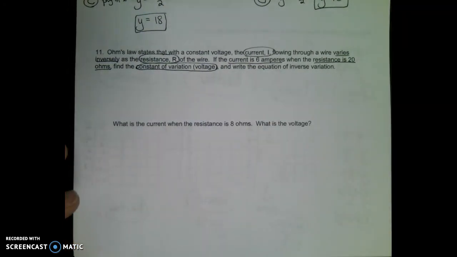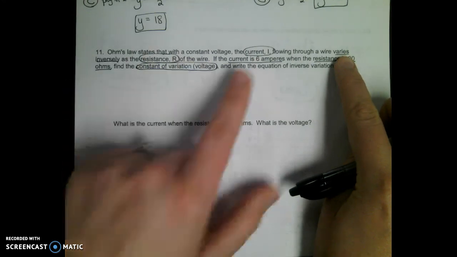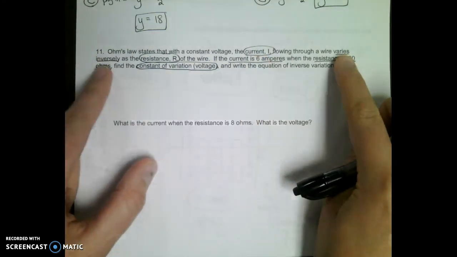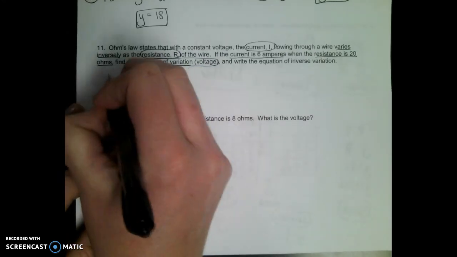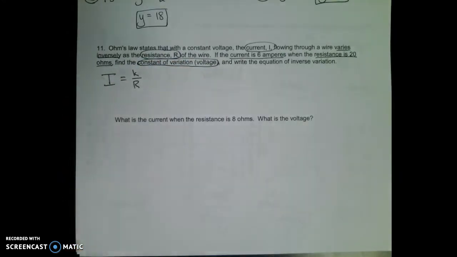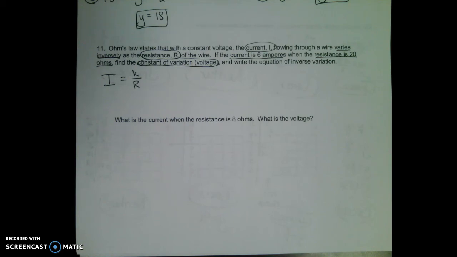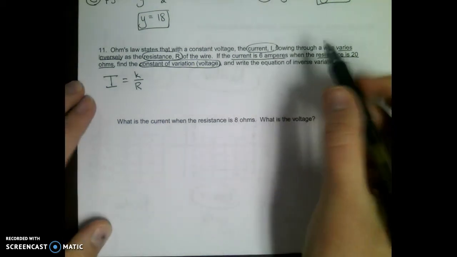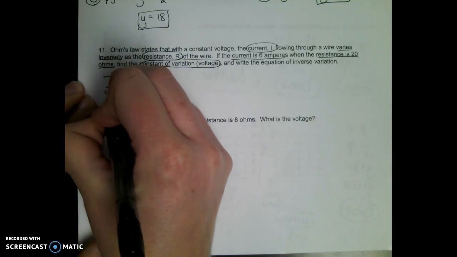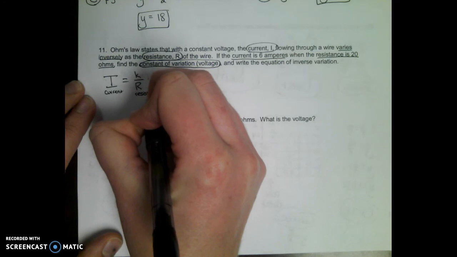Now let's break this down into step A, step B, step C. So step A, I see the words varies inversely. I varies inversely with R. Once you get that part correct, you really don't need a whole lot more help. You may want to write down that underneath I, that I is the current, R is the resistance.